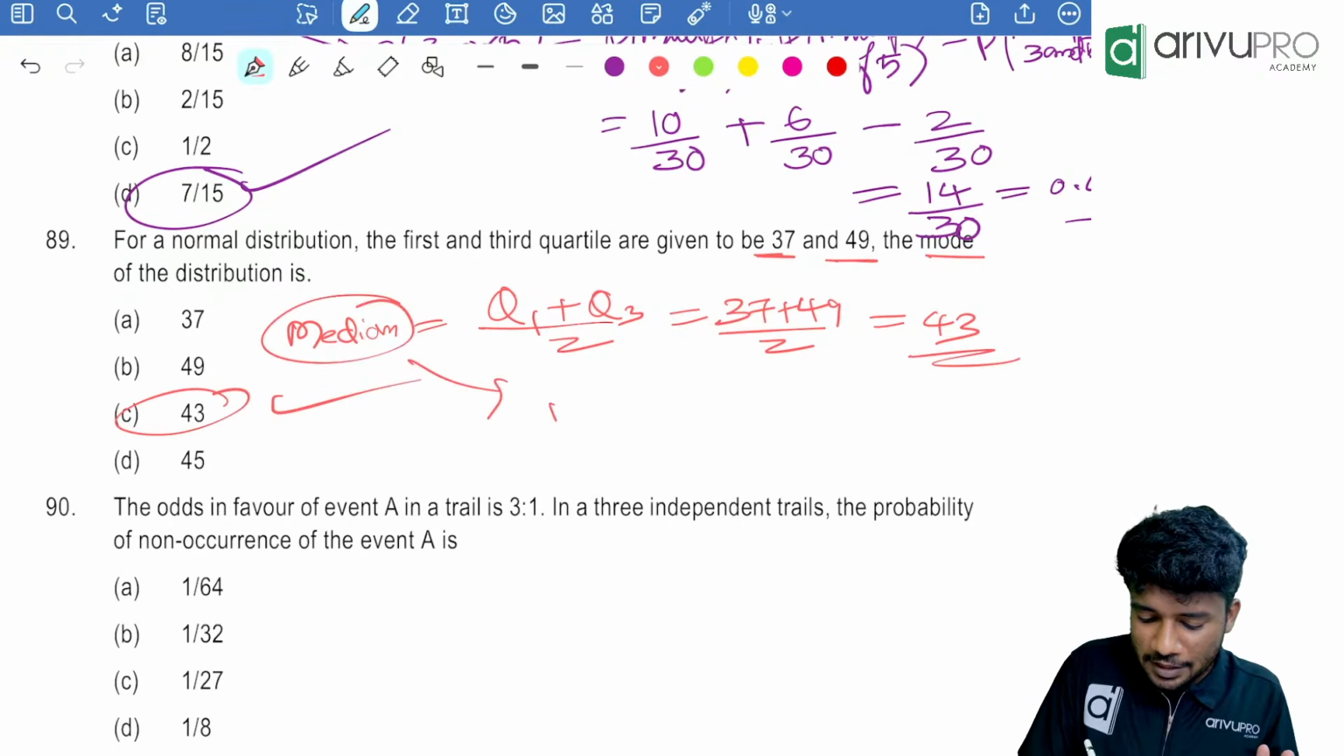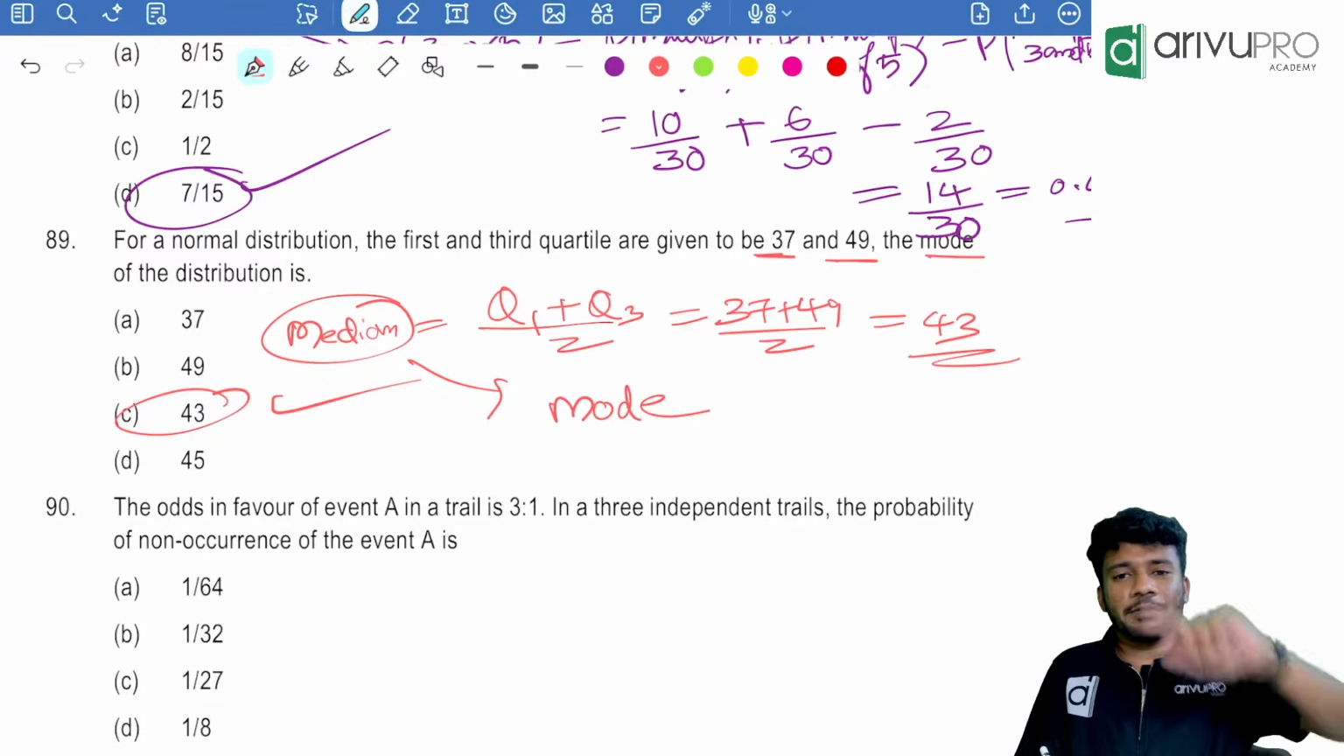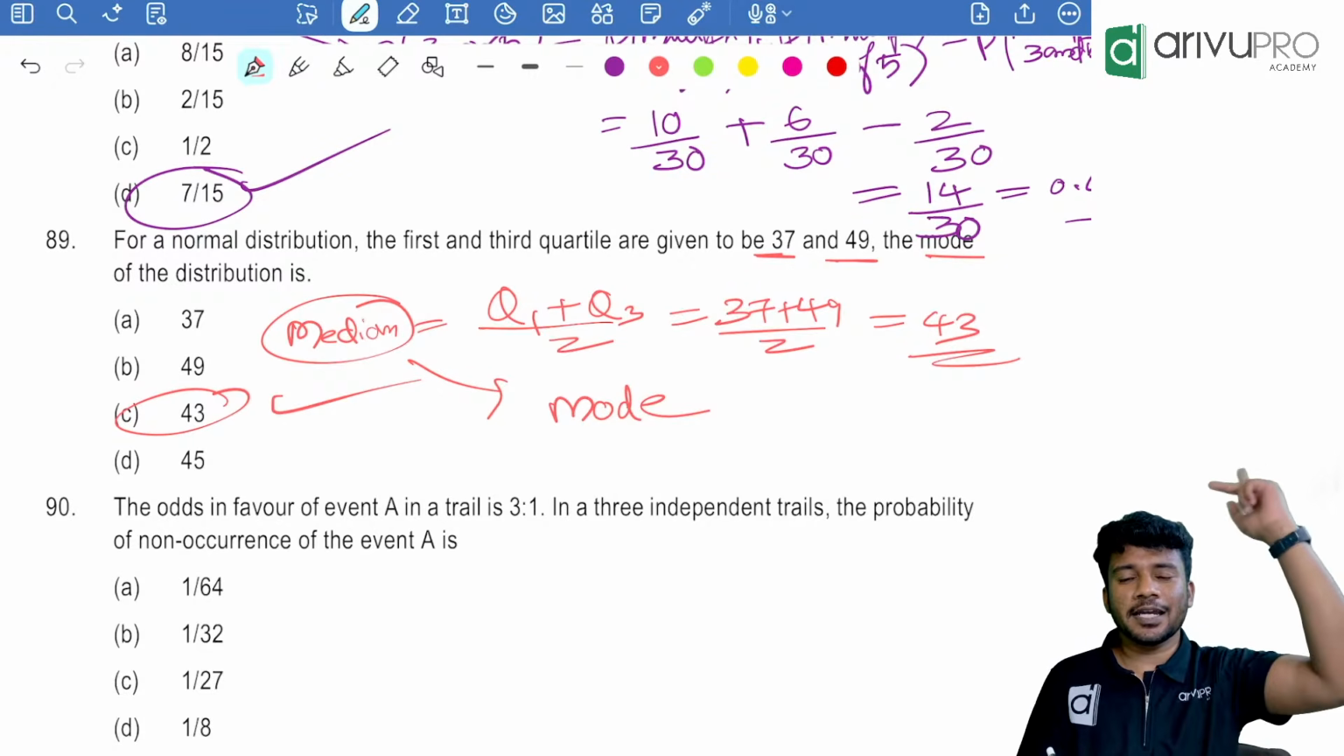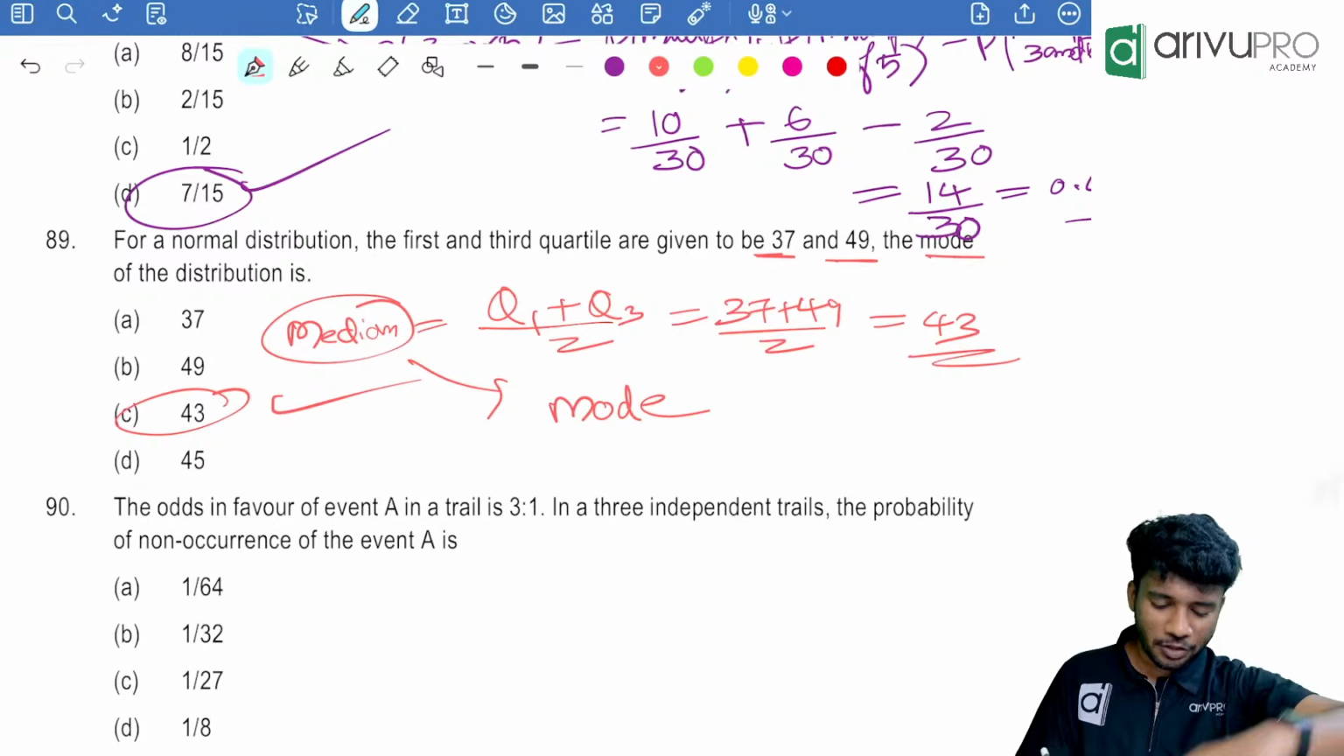Median is this. Then mode is also the same. In normal distribution, mean, median and mode are the same, people. Keep it in your mind.